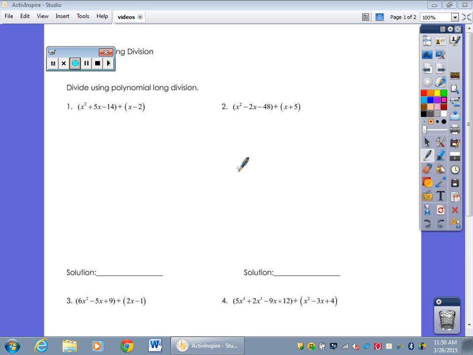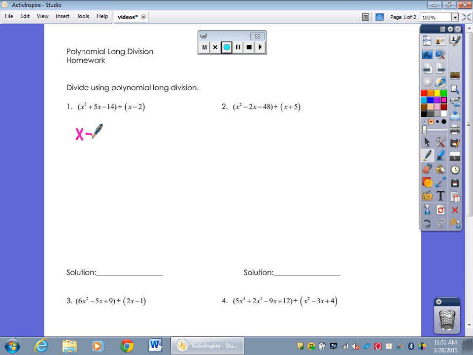Okay, so today we learned about long division and how we can divide polynomials. We're kind of going back to elementary school and learning how to divide. Remember that the denominator is going to go on the outside, so x minus 2, and then we make our division bar just like we would in elementary school, and the numerator goes inside. So x squared plus 5x minus 14, okay?